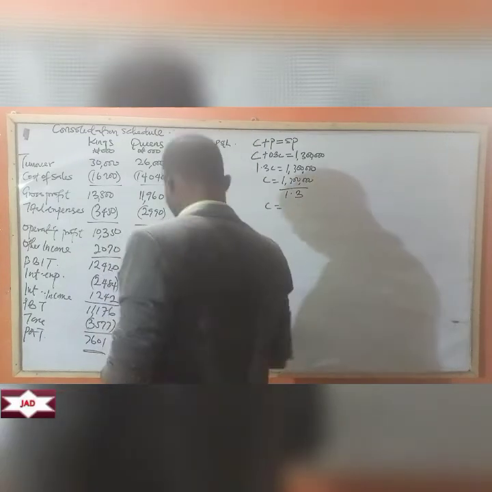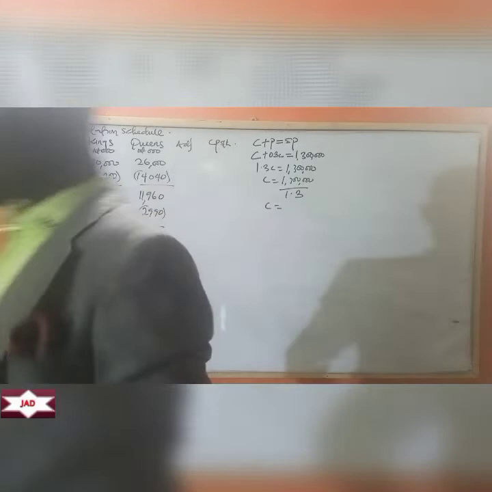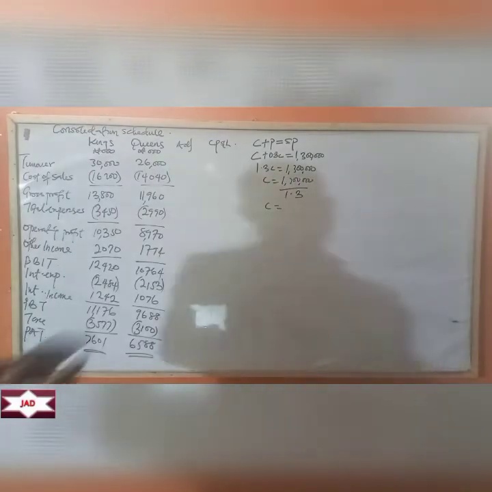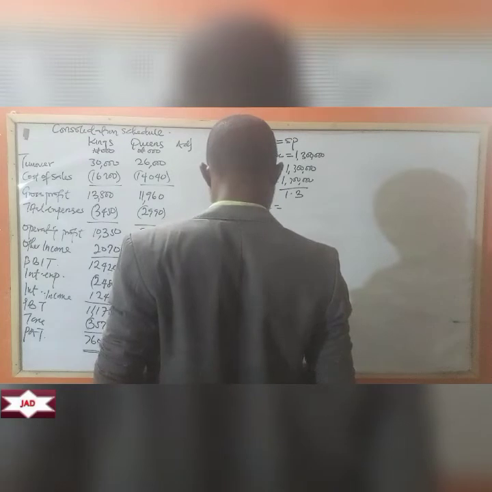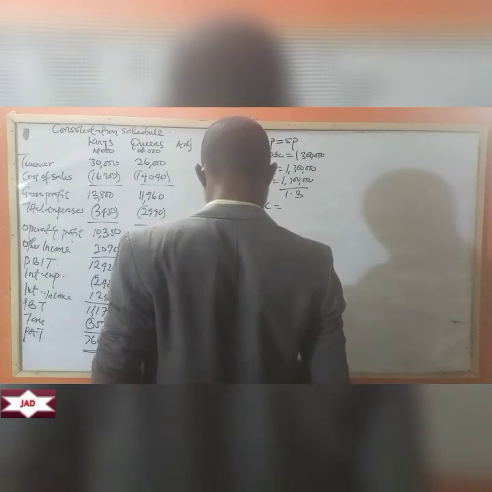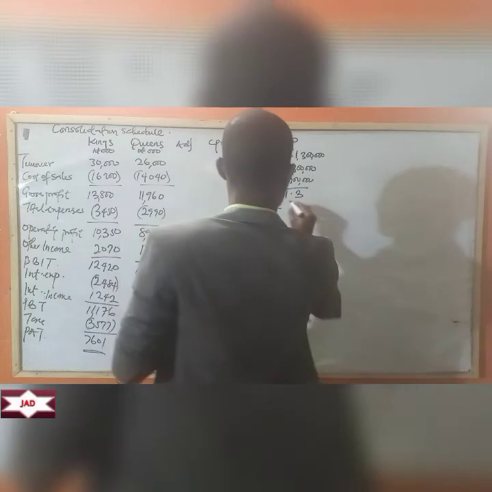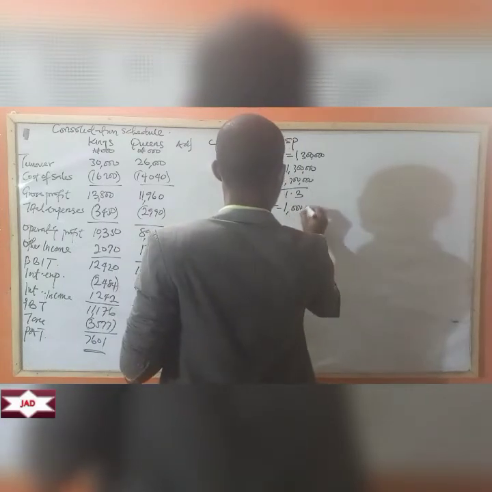This divided by, I think that's 1 million, but let's check. So 1,300,000 divided by 1.3, that's 1 million. So we have 1 million.